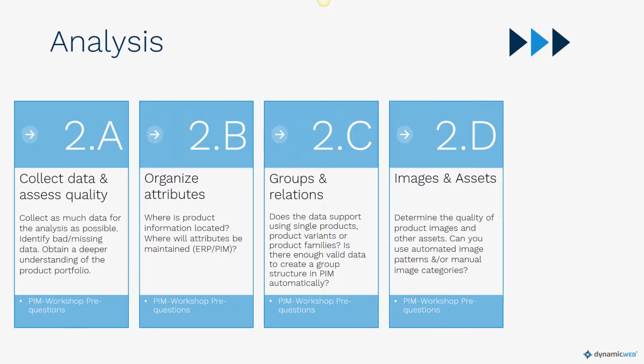Step 2C is in regards to, do we have product data that support using single products? Do we have variants? If so, which variants are we dealing with? And lastly, in regards to images and digital assets, which image quality are we dealing with? Do we have videos? How will we be working with these images? How is the customer currently working with their images?